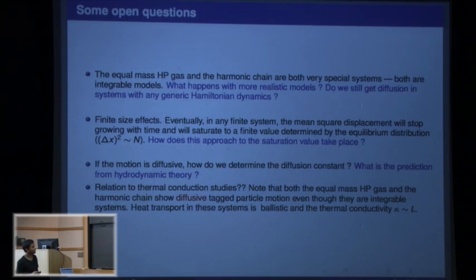This is not always true. Sometimes you find it keeps oscillating, and basically we want to understand these finite size effects. And then finally, the question is, if we find that generically it is diffusive, how do you determine this diffusion constant? Is there a prediction from hydrodynamic theory?